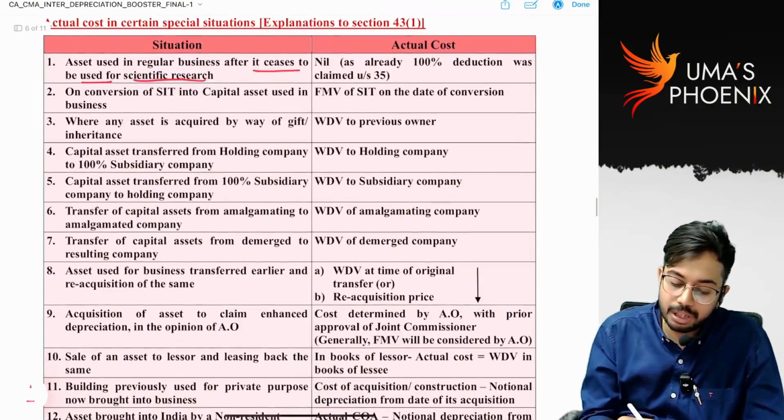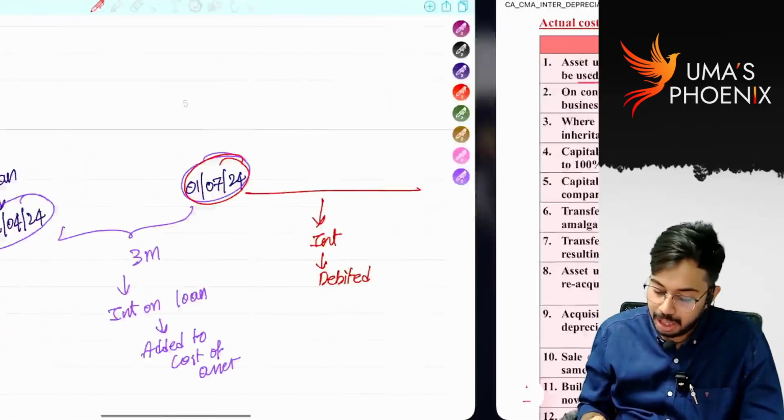Next, on conversion of stock in trade into capital asset used in business.